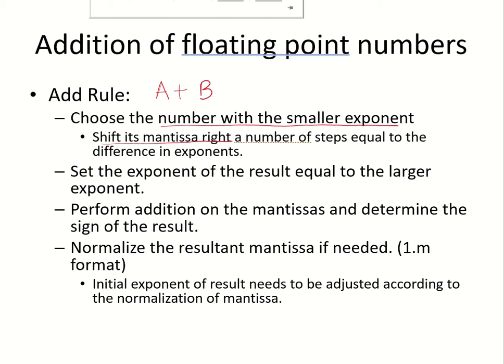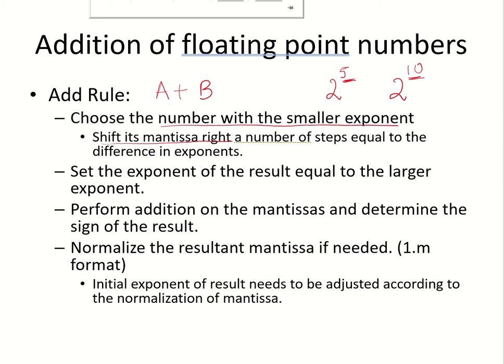And by how many bits are we going to shift? We are going to shift it by the difference in the exponents. So suppose the exponent of a is 2 to the power of 5 and the exponent of b is 10, so the difference is 5. So we are going to shift the mantissa of a by 5 so that the exponents of both the numbers are the same.